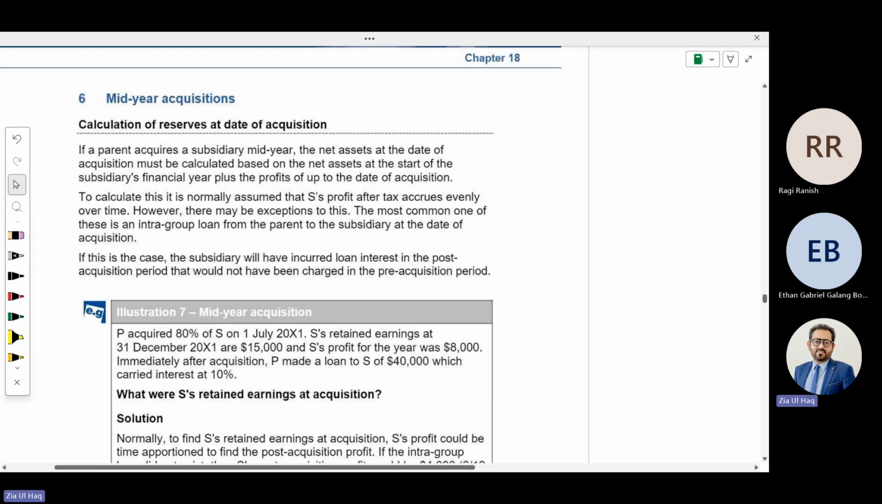If there is acquisition of subsidiary during the year, year started from 1st January 2023 and ending on 31st December 2023. Subsidiary was acquired on 1st April.